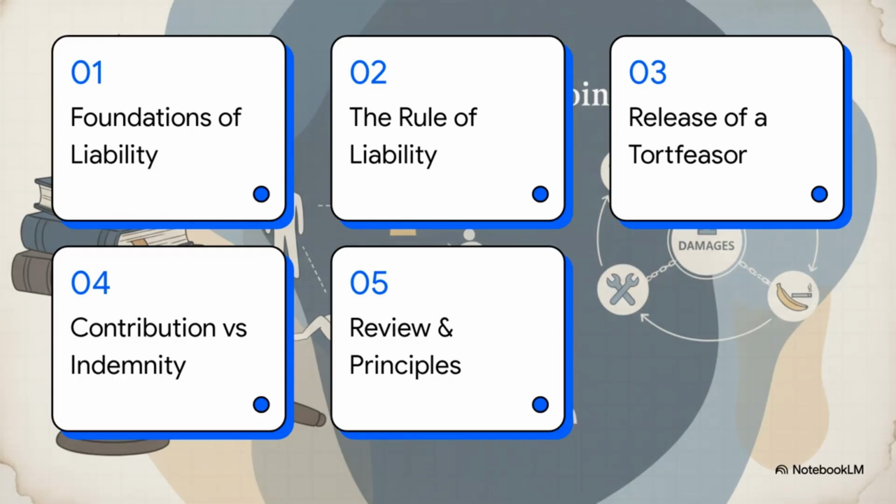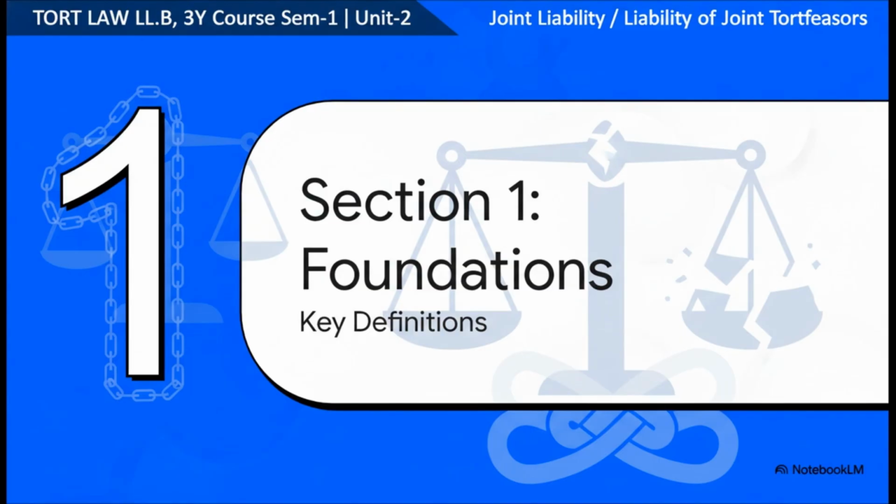We will structure our discussion into 5 distinct sections. We will begin with the foundations of joint liability. Then we will cover the rule of liability. Following that, we will analyze the release of a tortfeasor. Our 4th section will distinguish between contribution versus indemnity. We will conclude with a review and final principles. Let us begin with Section 1, Foundations of Joint Liability.